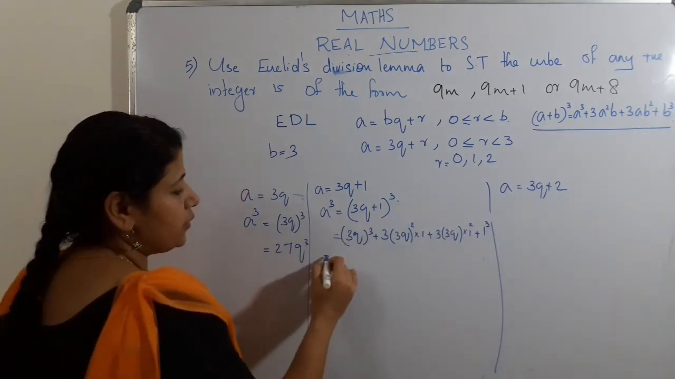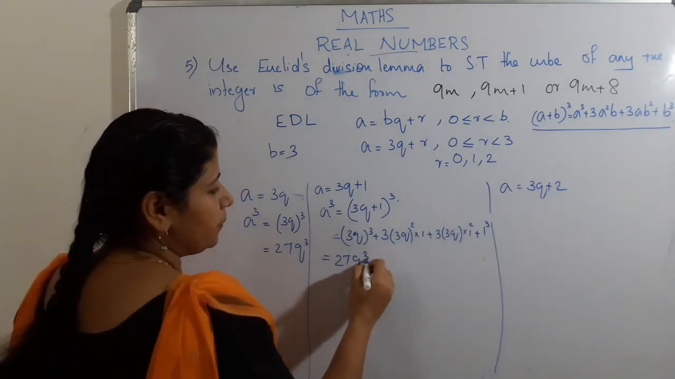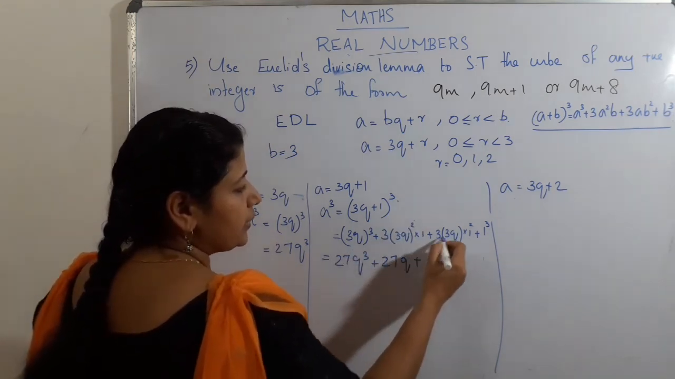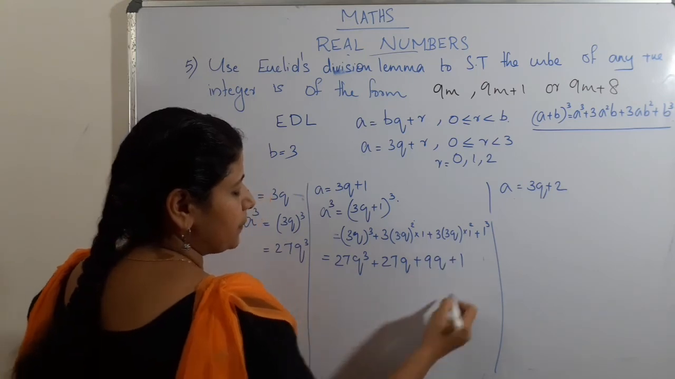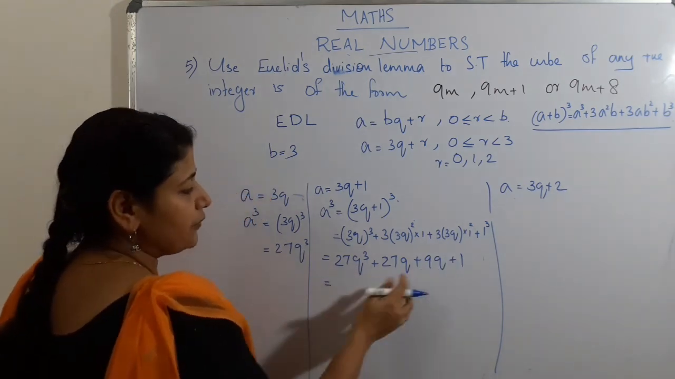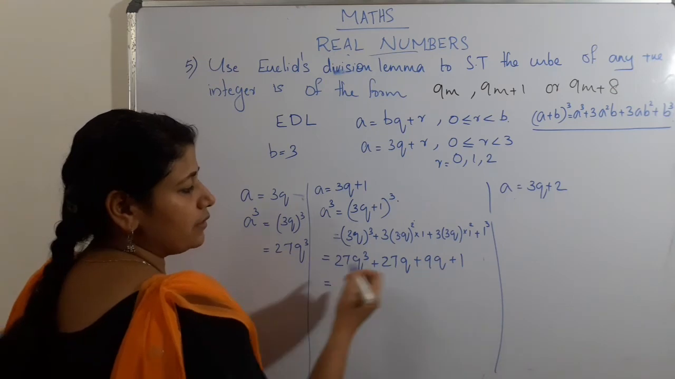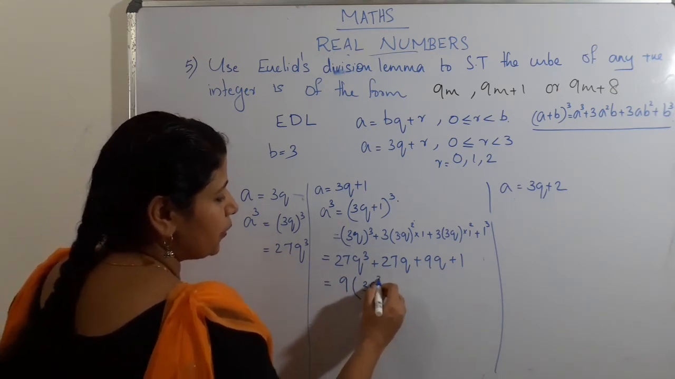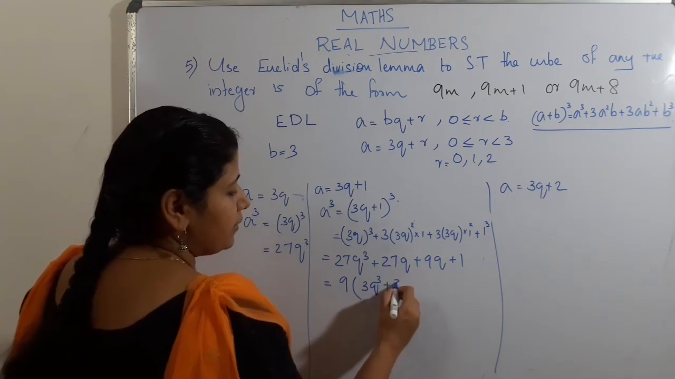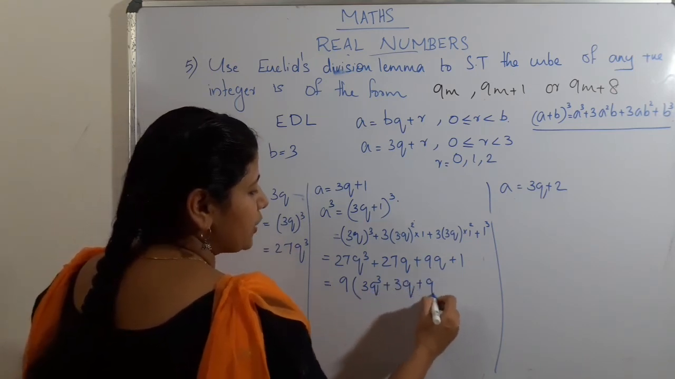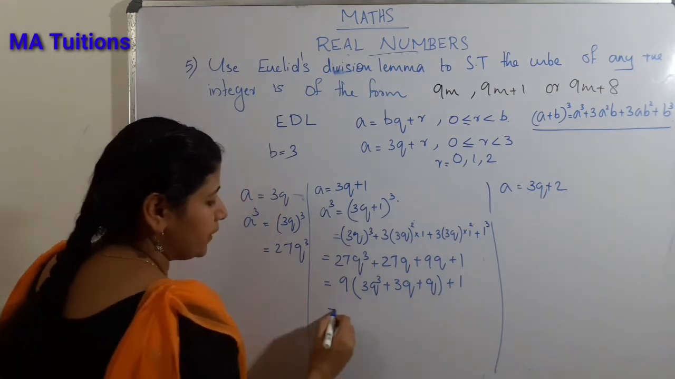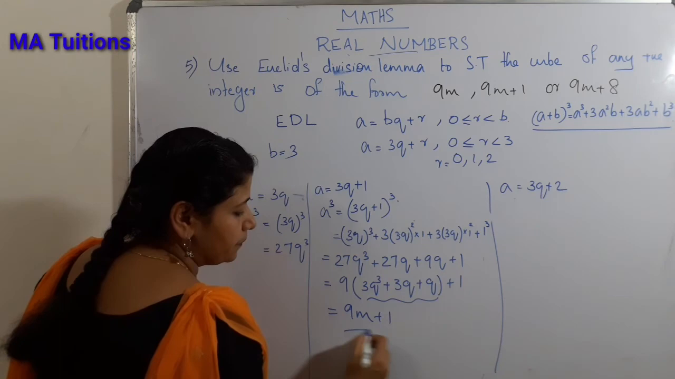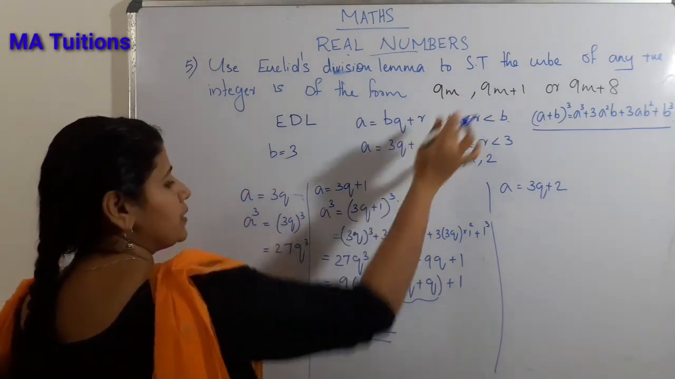Okay. So this will be 27q cube plus 3 square 9, 9 into 3 again 27q. Here 3 into 3 9q plus 1. We are taking 9 outside from this first 3 terms. Then it will be 3q cube plus 3q plus q plus 1. Then we can substitute m for this, 9m plus 1. So this is okay. 9m plus 1 is right.